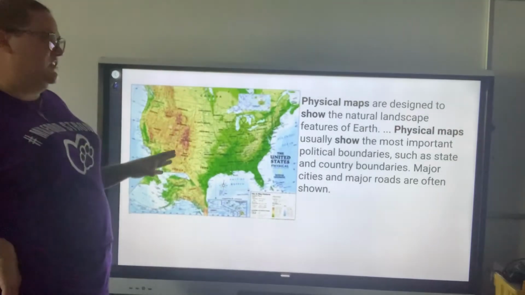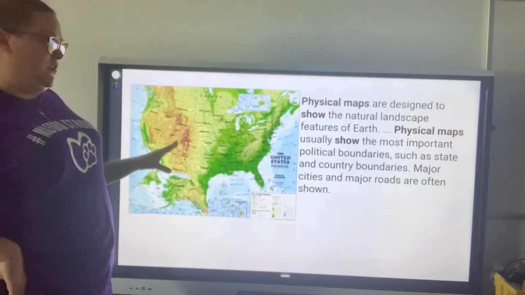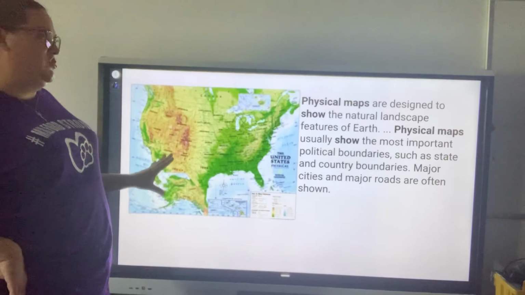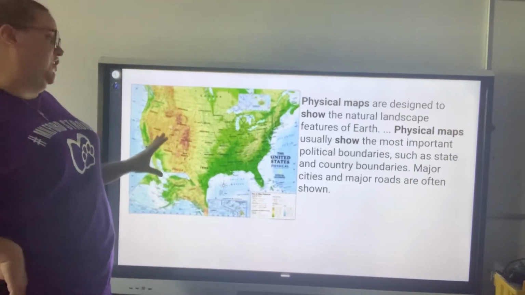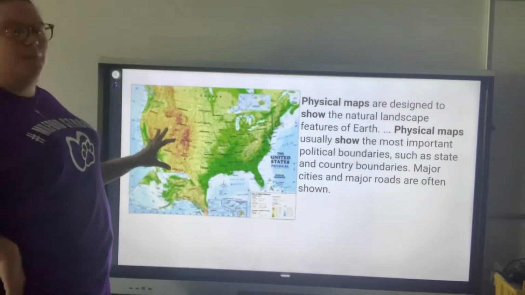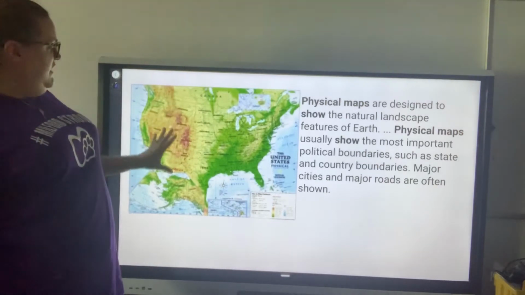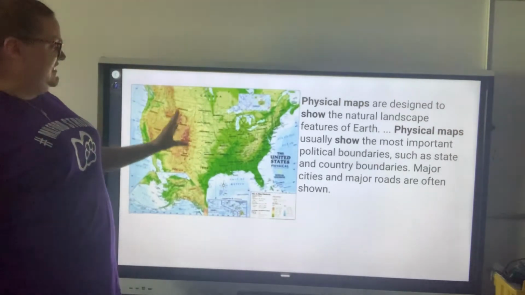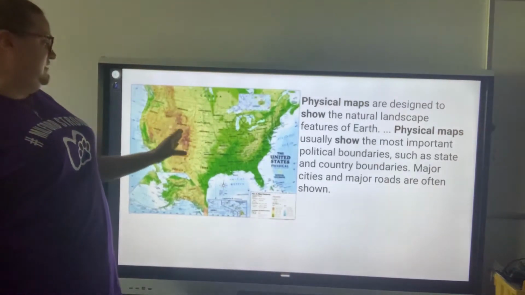Now, we're going to talk about 2 types of map. A physical map, and a physical map is designed to show the natural landscapes and features of the earth. So it shows, like, if you look over here, it's kind of brown color because that's desert area out in the Midwest.